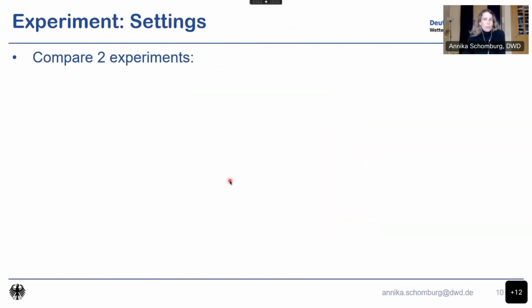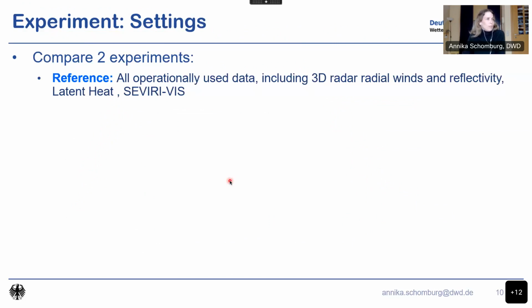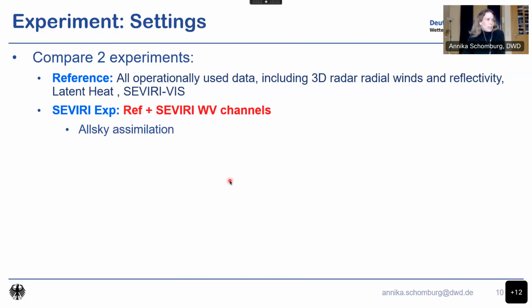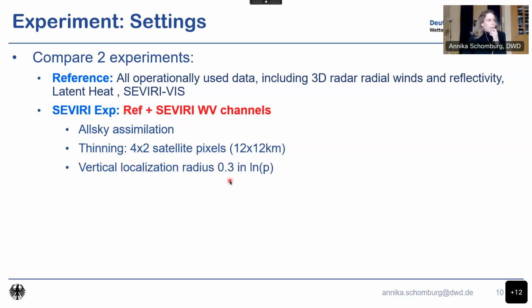I compare here two experiments. The reference is just our routine setting with all operationally used data, including radar data and latent heat nudging and the visible channel of SEVIRI. Then the experiment that I compare contains the two water vapor channels in addition. While in all sky assimilation mode, I apply a thinning which refers to a scale of about 12 times 12 kilometers over our model domain.